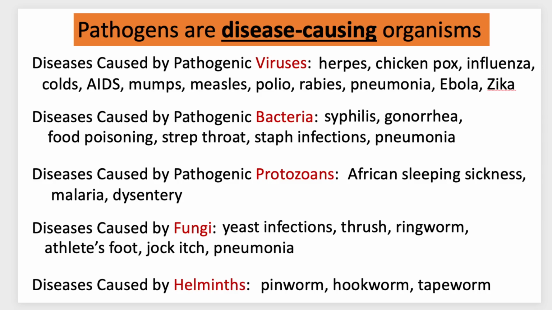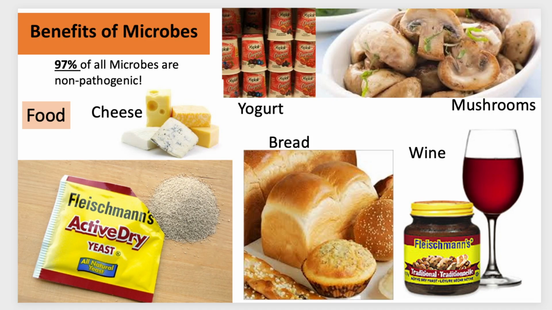So here are just some examples. I'm not going to go through all these, but different examples caused by these different types of microbes. For viruses, you've got rabies, polio. Different bacterial diseases: syphilis, gonorrhea, food poisoning, strep throat. Protozoans could be malaria, fungi, yeast infections, and then helminths could be pinworms, tapeworms, things of that sort. So again, 97% of these microbes are going to be non-pathogenic, and they provide lots of benefits that we'll actually look through right now.